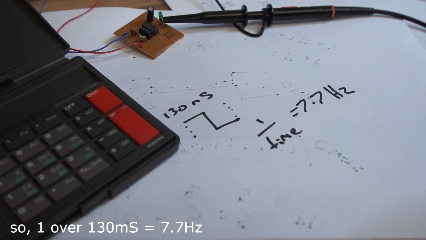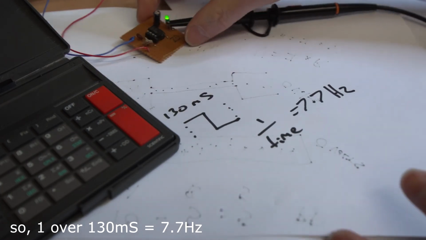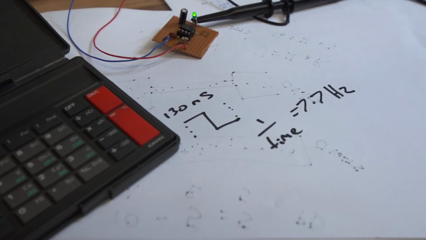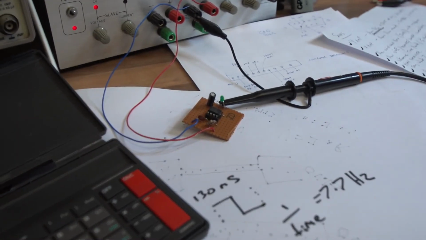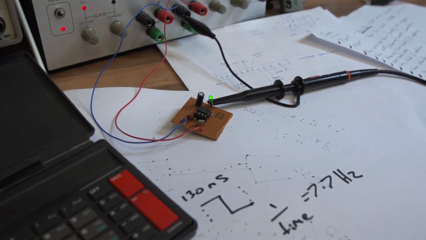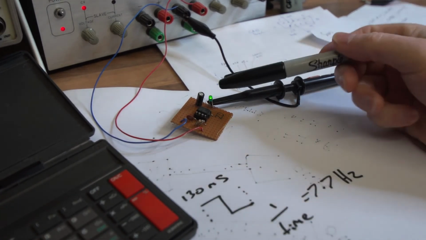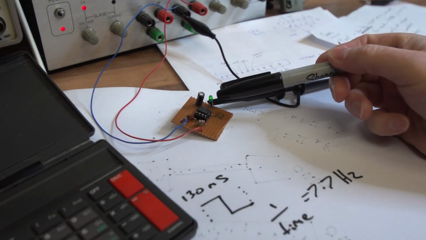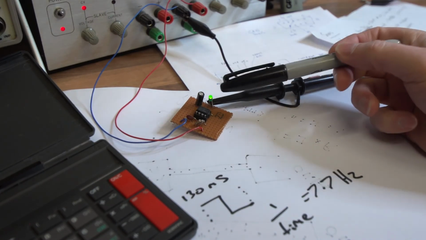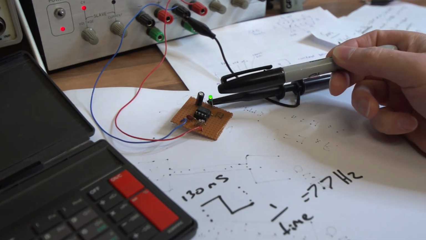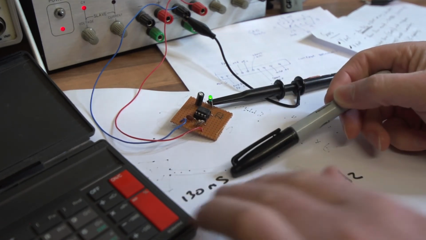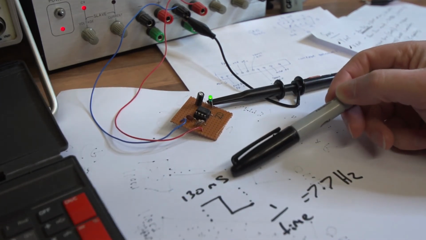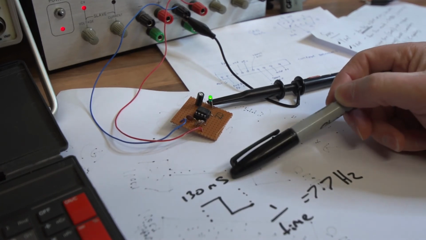And yes, you've guessed it, you've probably already seen it. That is our little 555 oscillator, astable multivibrator that we made in the very first video with a little blinky flash LED. So that's actually flicking on and off at 7.7 hertz, which is also 130 milliseconds.